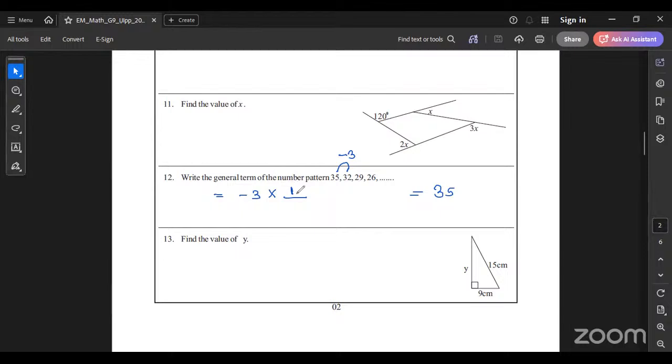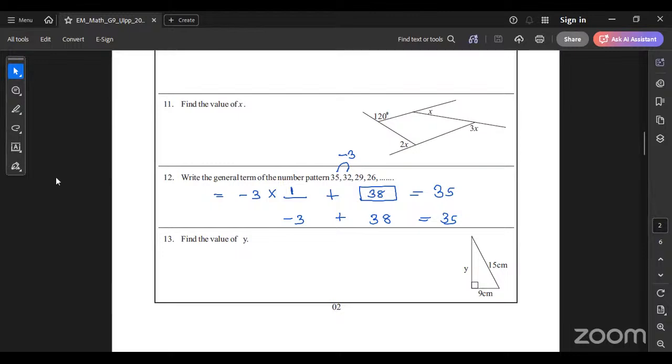-3 times 1 is -3. The result is -3. So how much should you add to complete 35? Tell me. How much should you add to complete 35? You should add 38, right? Because when the signs are not equal, normally we are not adding, we are subtracting. So 38 is the correct one.